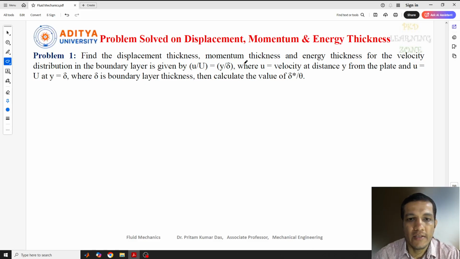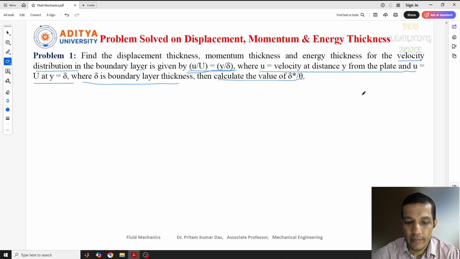Find the displacement thickness, momentum thickness, and energy thickness for the velocity distribution given in the boundary layer, where u is the velocity at a distance of y from the plate, and u equals capital U at y equals delta, where delta is the boundary layer thickness. Calculate delta star by theta.